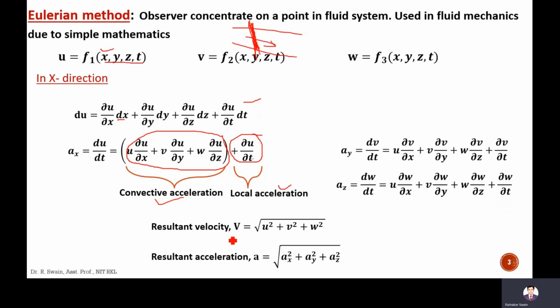So the resultant velocity is equal to square root of u square plus v square plus w square, and the resultant acceleration is equal to square root of ax square plus ay square plus az square. This method uses simple mathematics, so usually this method is applicable in fluid mechanics.